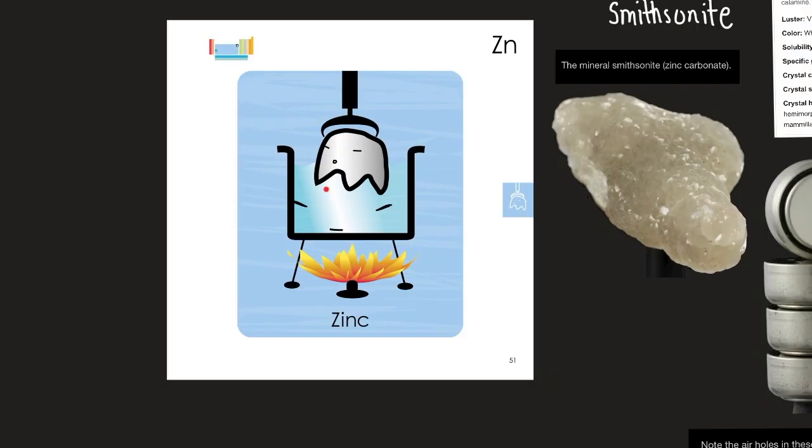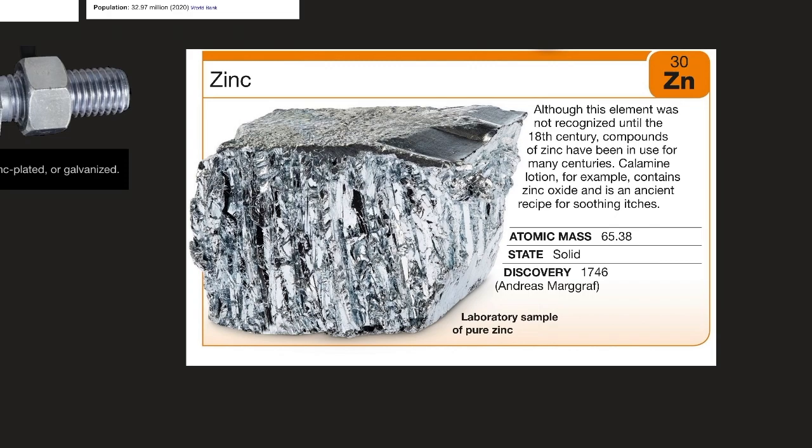Here's zinc and a metal being dipped into it. Although this element was not recognized until the 18th century, compounds of zinc have been in use for many centuries. Calamine lotion, for example, contains zinc oxide and is an ancient recipe for soothing itches. Its atomic mass is 65.38. Its state is solid. Its discovery was in 1746 by Andreas Marggraf. Here's a laboratory sample of pure zinc.